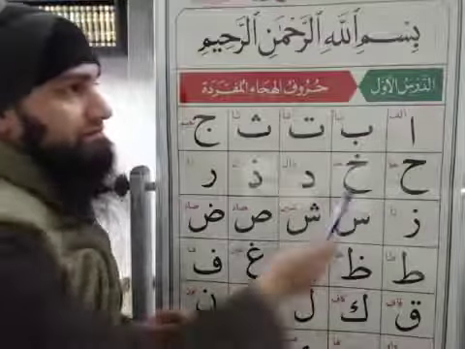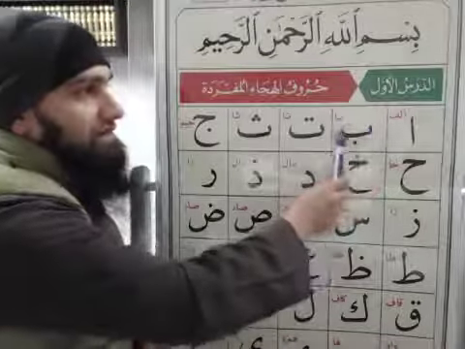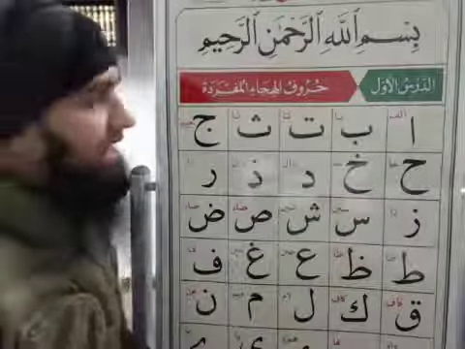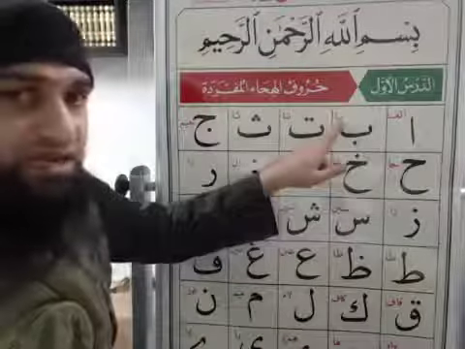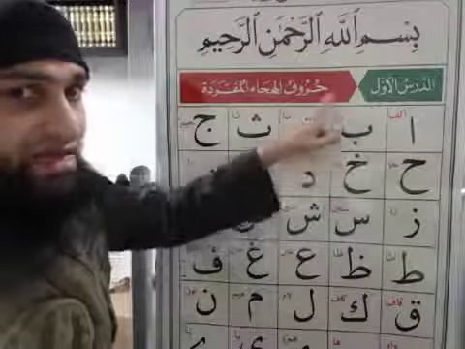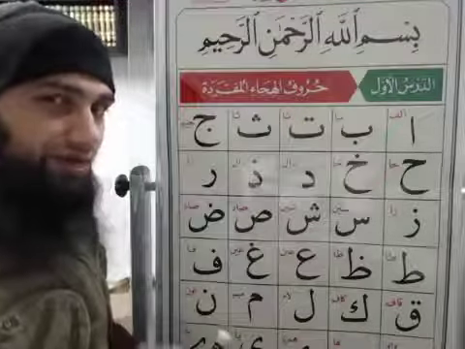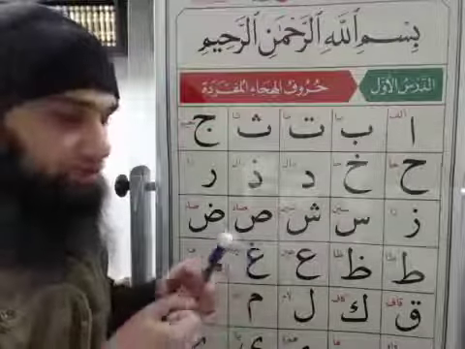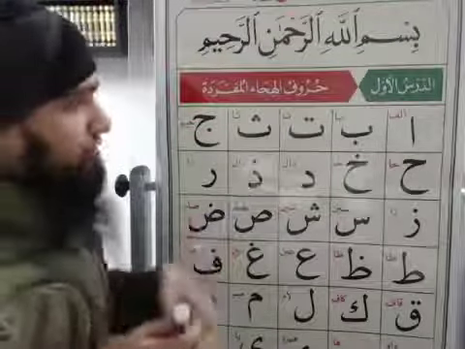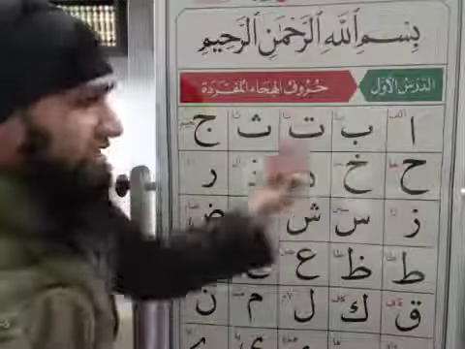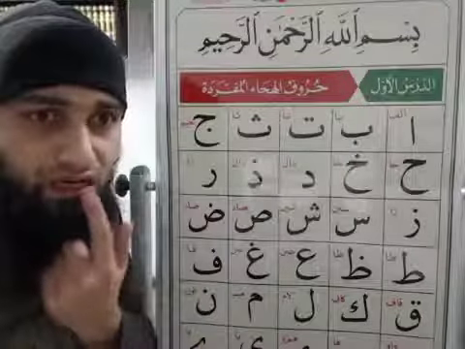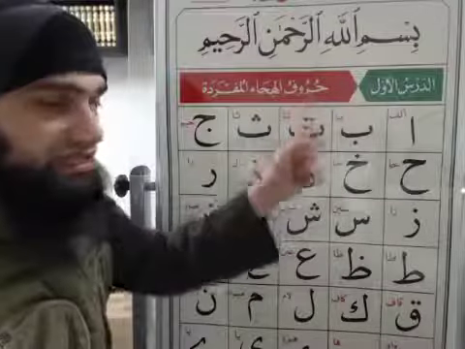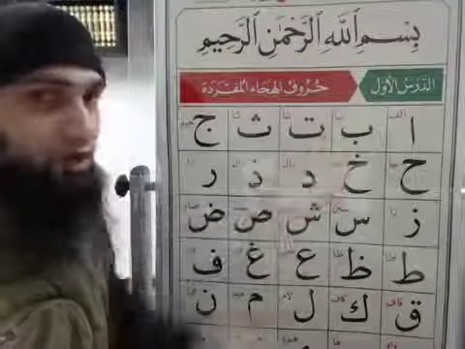Next letter is the letter ba. If you look at the name of it, it ends with alif. We said the alif is used for what? Does it have a sound? No, this is the only letter that doesn't have a sound, but it is used for stretch. The sound is b, and it comes from the lips. B. It is elongated, stretched because of the alif following it.